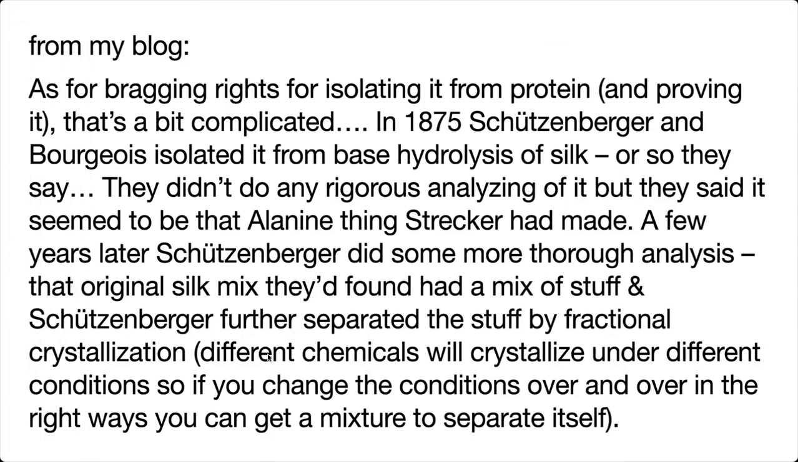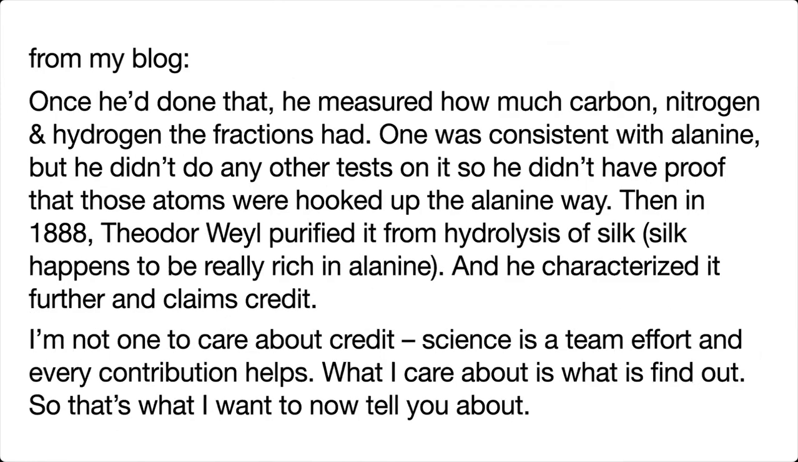And when they first did that base hydrolysis, they found there was a bunch of stuff in there, and he further separated the bunch of stuff by fractional crystallization. So using different chemicals to isolate things by getting them to crystallize or solidify under different conditions and separate the different components. And then he measured how much carbon, nitrogen, and hydrogen each of the fractions had. One of them was consistent with alanine, but again, he didn't do any more tests on it. So we didn't have proof that those atoms were actually hooked up in the alanine way.